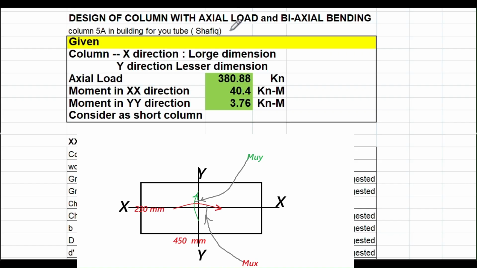Corner column in any building. Okay. So what is the given? That is, within this square are the given items. Axial load of the column is this much. Moment in x direction is this much. Moment in y direction is this much. Consider the column as a short column. This is the thing we have given.